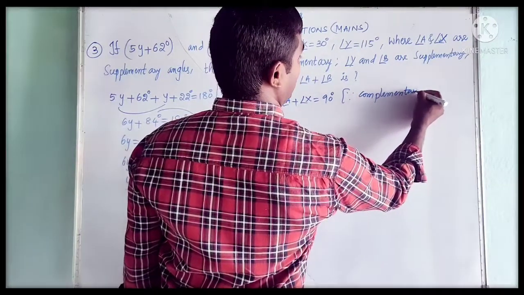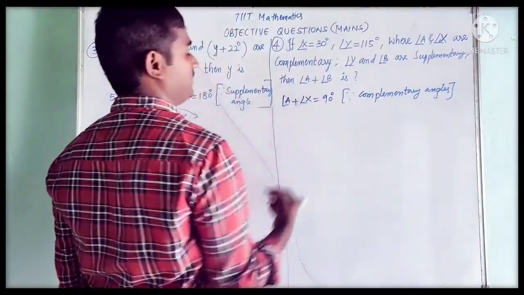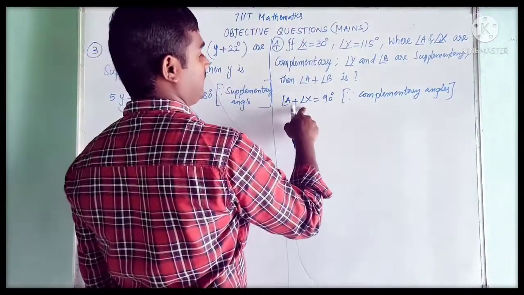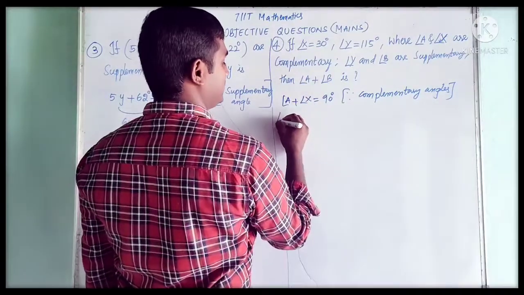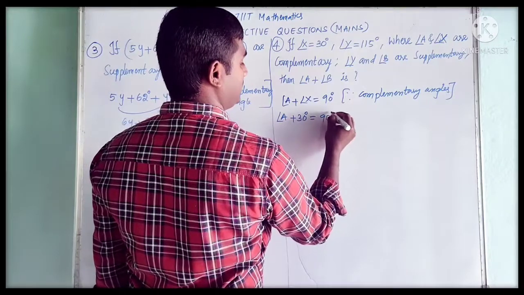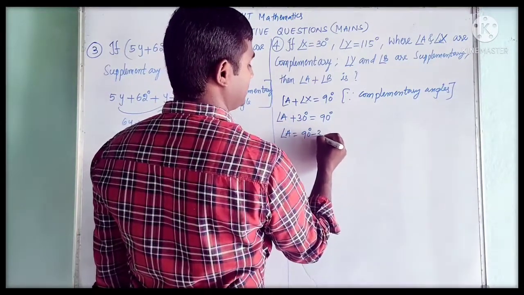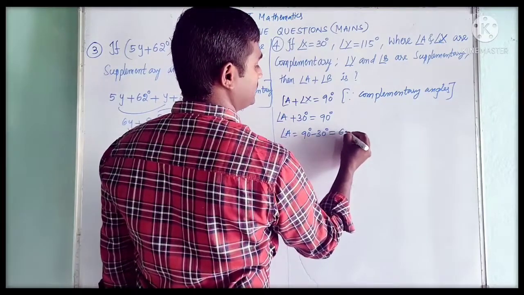Complementary angles are given in the question. The two angles are complementary angles. Angle A we need to find. Angle x, how much is given? 30 degrees. Angle A plus 30 degrees equal to 90 degrees. Angle A equal to 90 degrees minus 30 degrees, which is equal to 60 degrees.